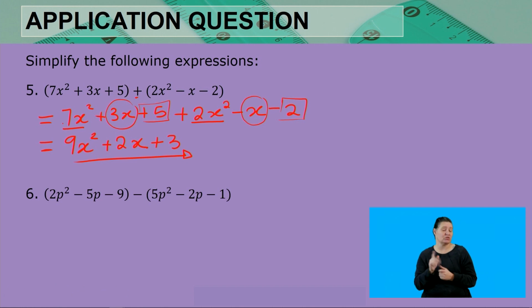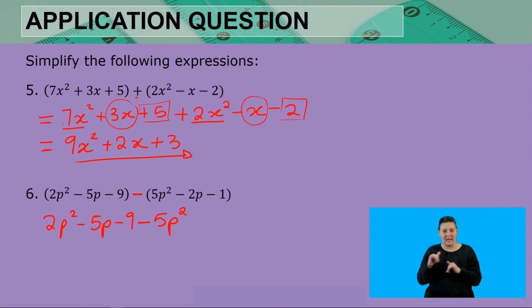Here's another expression here, which is 2p squared minus 5p minus 9. And then we are subtracting 5p squared minus 2p minus 1. So 2p squared minus 5p minus 9. We are subtracting a positive, so that is the same as subtracting it, which is 5p squared. Then again, we are subtracting a negative number. Now that is the same as adding it, so we are going to be adding the 2p, and again we are subtracting a negative number, so that is the same as adding that 1.